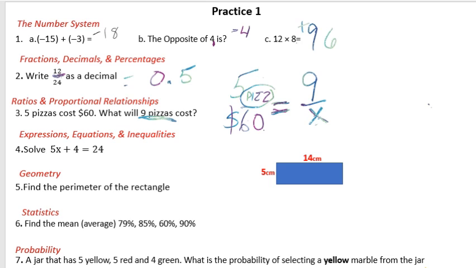Now, whenever you see anything like this, you're going to do something called cross multiply. It's exactly what it sounds like. You're multiplying across. How do I multiply 5 times x? Well, it's going to be 5x. I'm going to bring my equal sign in there, and then I'm going to multiply 60 times 9.